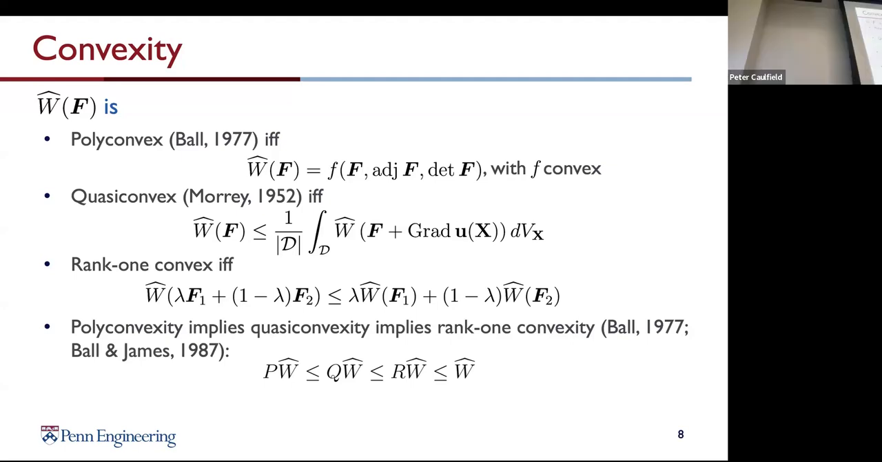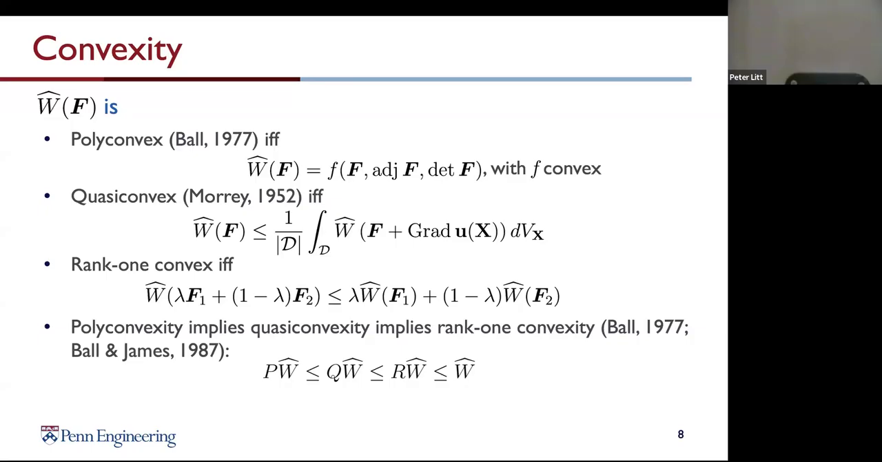Another important thing is that these conditions, polyconvexity and rank 1 convexity, are a little bit easier to check and a little bit easier to work with because they're in terms of our standard notions of convexity. Whereas this one is based on this volume integral over some domain D. It's a little bit trickier to work with. It turns out, though, that there is something you can say about how these are related to each other.